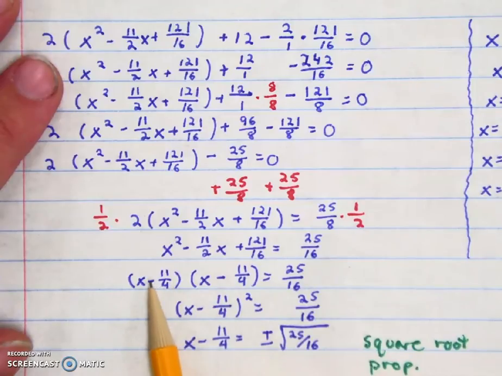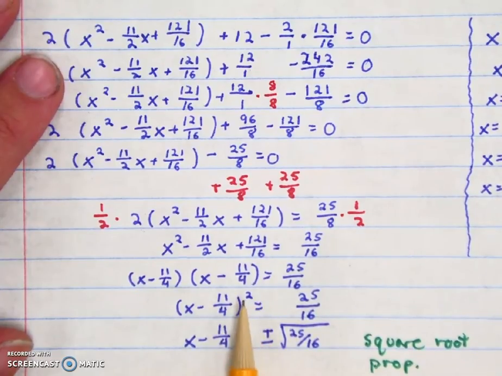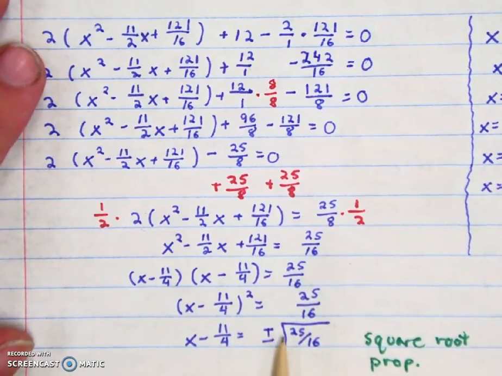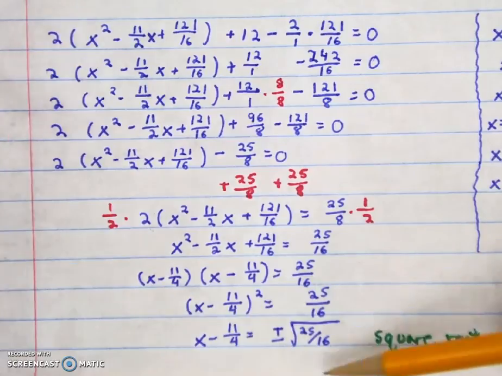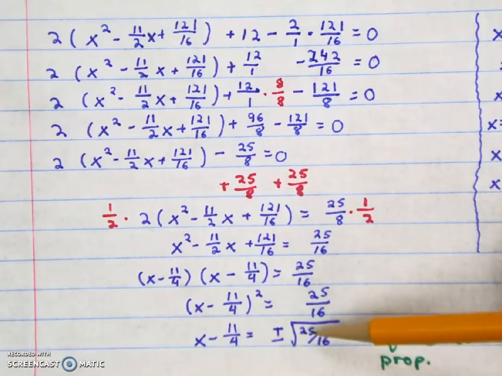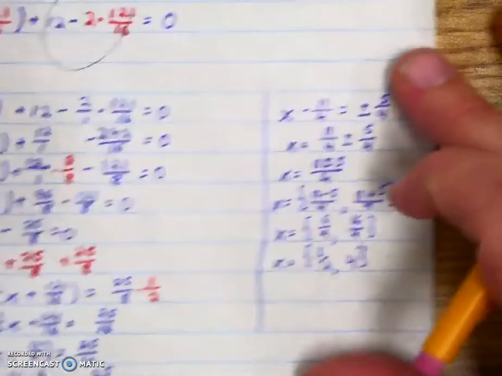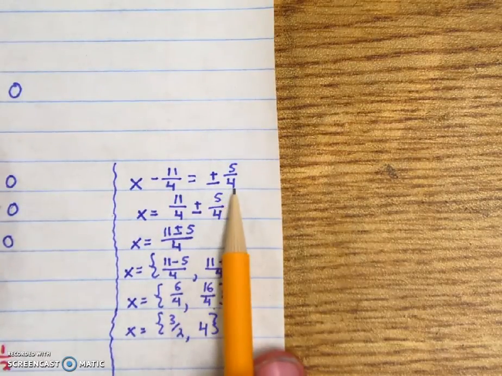So what do you do when you multiply something by itself? You're squaring it. And how do you undo squaring? We can take the square root of both sides. Now, when you take the square root of both sides, you don't just get the positive square root of 25 sixteenths. You get plus or minus because you're applying the square root property. You may not know how to take the square root of this. It may seem a little complicated. Let's break it down. What's the square root of 25? Cool. What's the square root of 16? Fantastic. So this becomes x minus 11 fourths equals plus or minus 5 fourths.